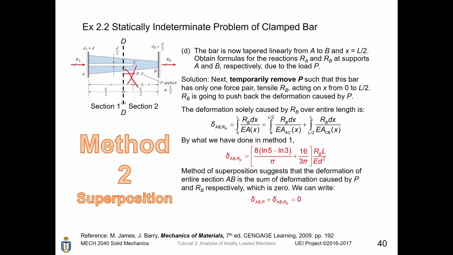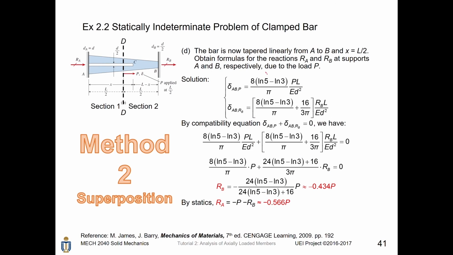Now we remove P and place RB back. When we put RB back, since RB is tensile over the entire section, we put RB in both integrals for AC and CB. For section AC, which is section 1, we put the area of AC, and for section CB, we just put the area of CB into it. By what we have just found, for section AB, we just put those two results together. Finally, we use the superposition compatibility equation. The deformation caused by P, which is going rightward, plus the deformation due to RB, which must be compressive, should be 0.